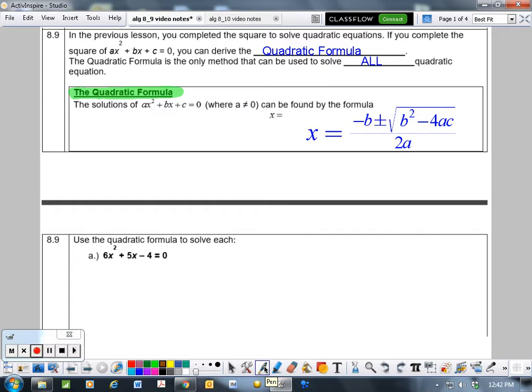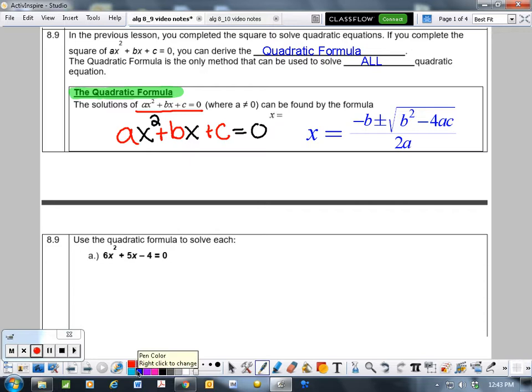So the quadratic formula works with the quadratic equation, where we have ax squared plus bx plus c equals 0. And so knowing these a, b, and c values, which we've done before when we graphed, we can plug in those values into this quadratic formula. And you do have to have this memorized for your test.